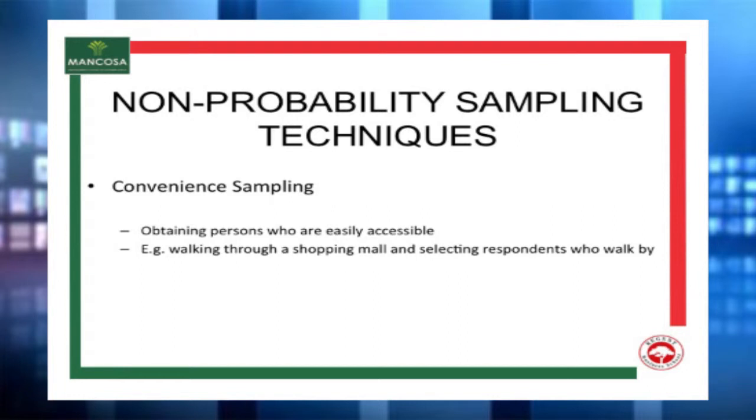Convenience sampling involves selecting persons who are easily accessible. For example, walking through a mall and selecting respondents who walk by.